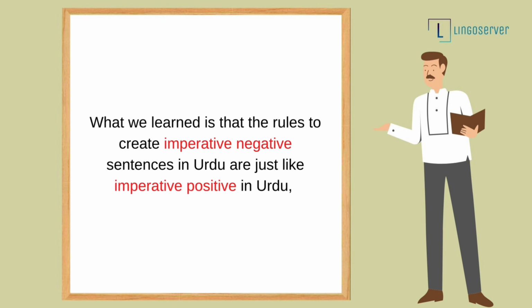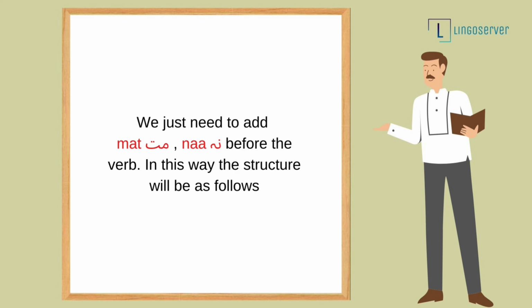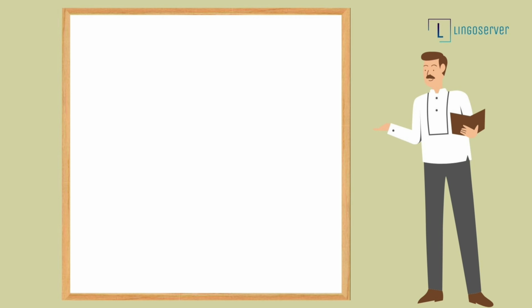What we learned is that the rules to create the imperative negative sentences in Urdu are just like imperative positive in Urdu. We just need to add mat or na before the verb. In this way, the structure will be as follows: object plus mat or na and then verb.